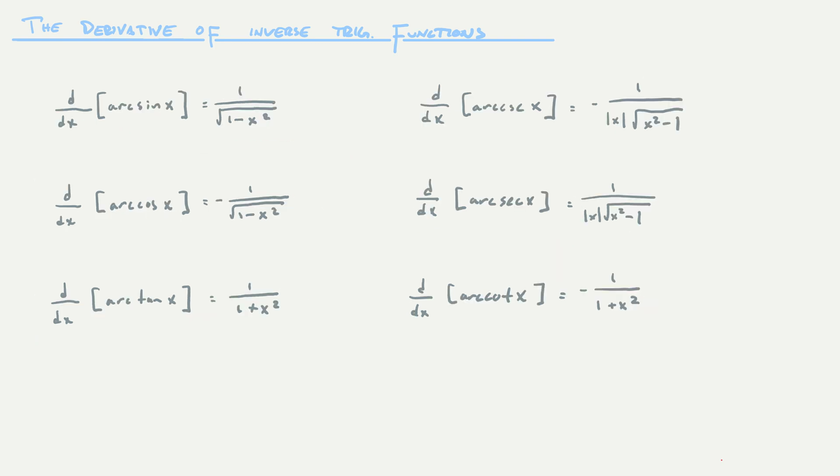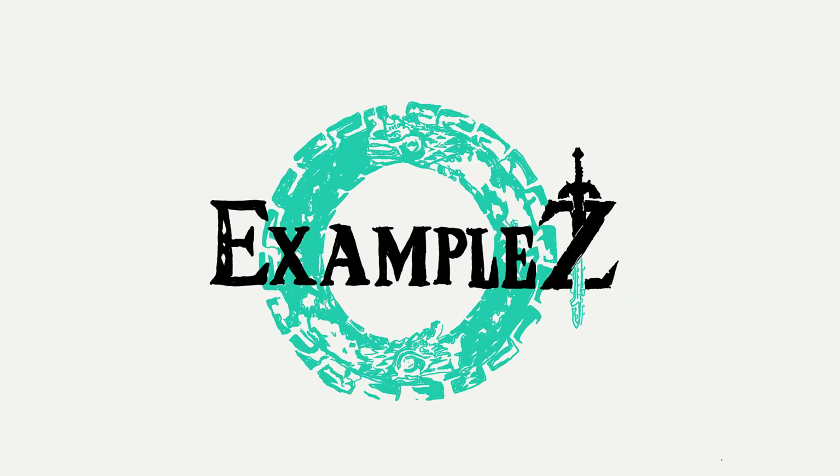There do exist derivative functions for arc cosecant, arc secant, and arc cotangent. I'm not really going to focus on them in this video, but here you go. Here's the screen that people might be looking for in this video. What are the derivatives of all the inverse trig functions? Here they all are. Let's do some examples.